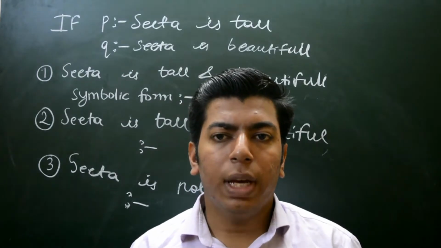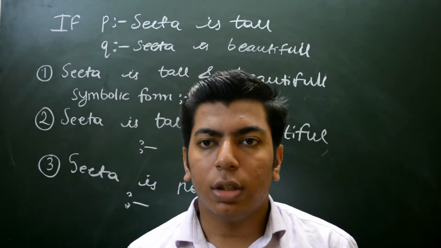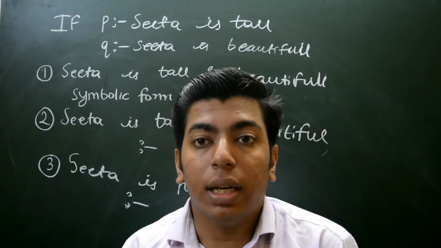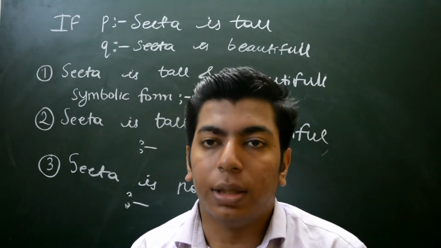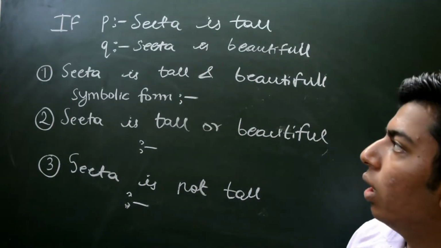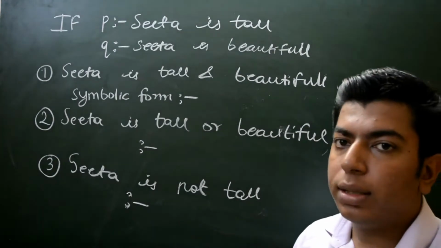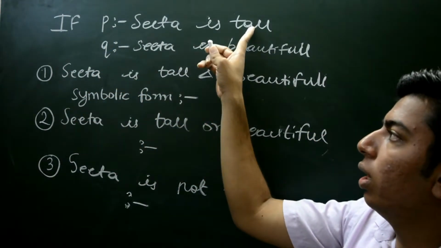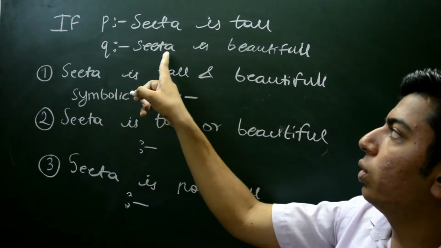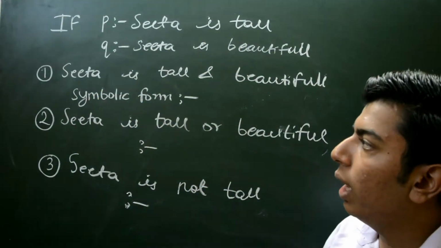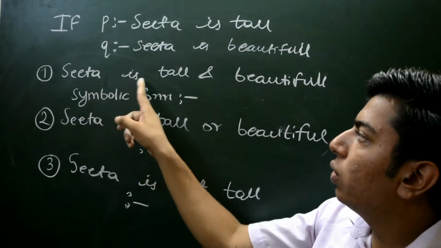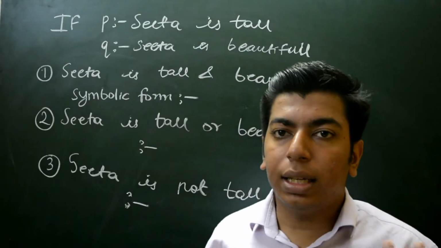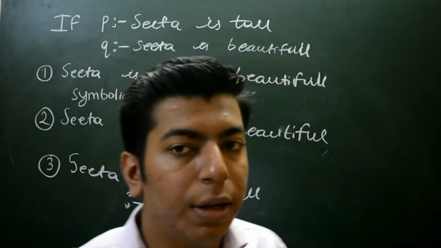So now we have learned about logical connectives. So how we can implement them, we are now going to learn. So the question is, if P is equal to Sita is tall and Q is equal to Sita is beautiful, then Sita is tall and beautiful. How can you represent it in the symbolic manner?